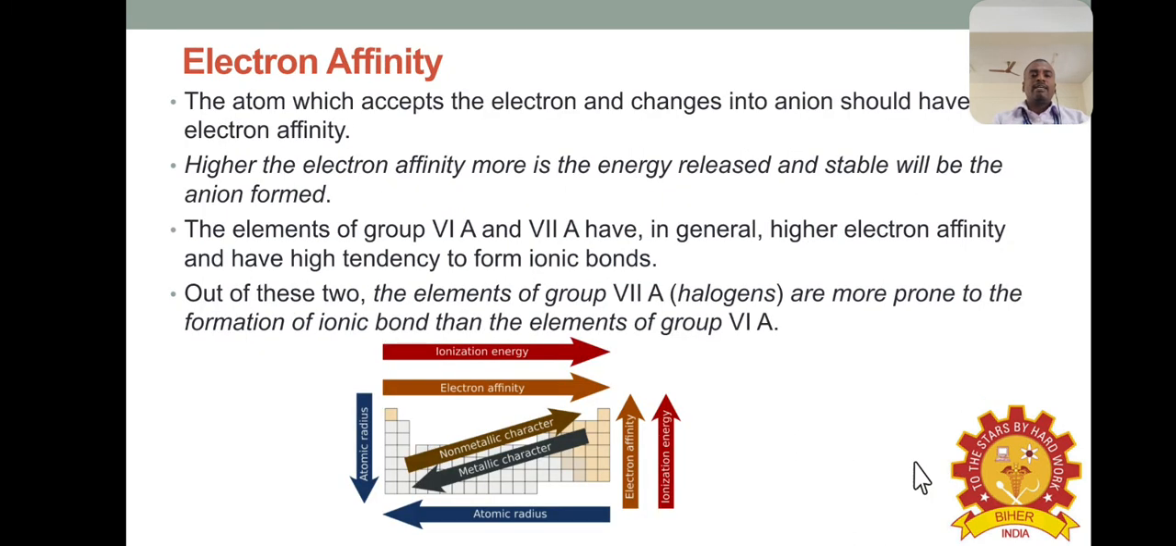Next one is electron affinity. This electron affinity is discussed with respect to anions. In anions, electron affinity increases from bottom to up. Cations go up to bottom, anions go down to up.